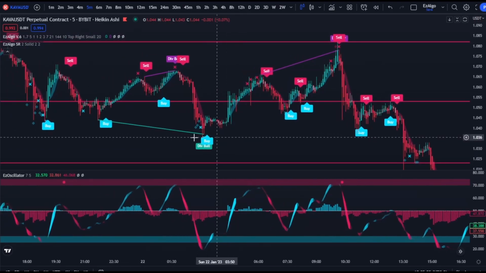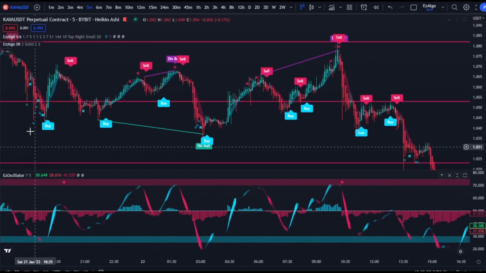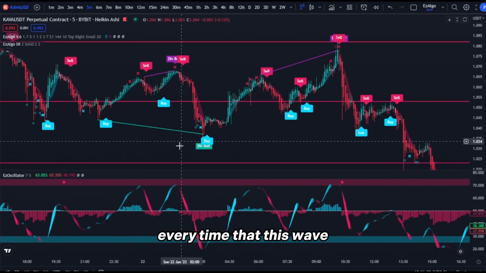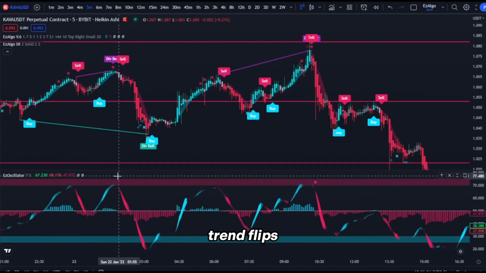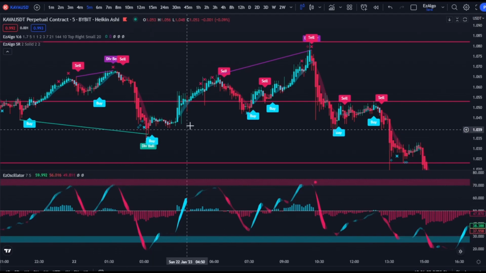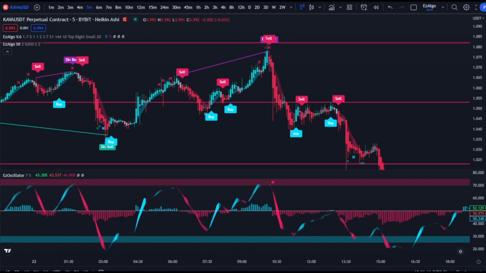And you can see just how accurate this Easy Algo oscillator is, right? We come down to this out of bounds zone. Price goes up. Every time that this wave trend flips in these overbought and oversold zones, we can see that price reacts accordingly. So if you're having trouble sticking to a scalping strategy, I'd recommend sticking to this one and getting good at it and getting used to looking for other confluences.